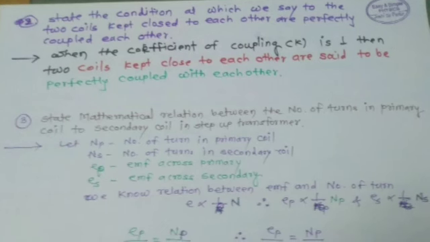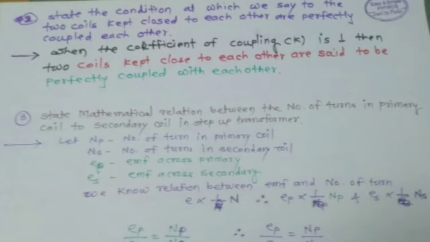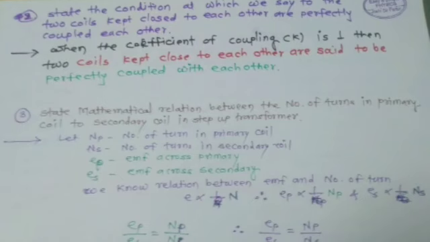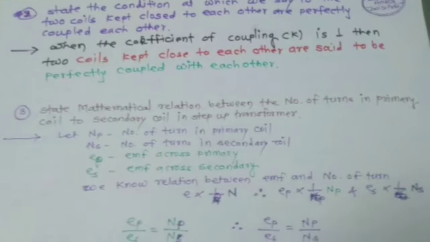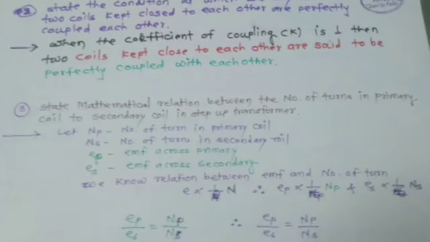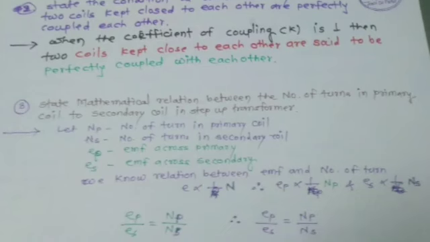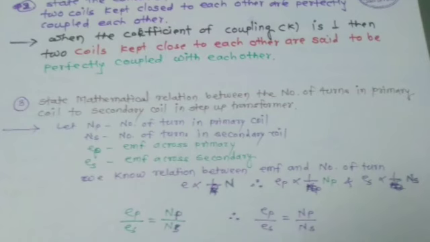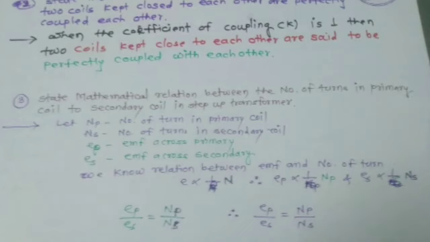Question number 4. State the condition at which we say the two coils kept close to each other are perfectly coupled. Answer: when the coefficient of coupling, that is K, is 1, then we say that two coils kept close to each other are said to be perfectly coupled with each other.